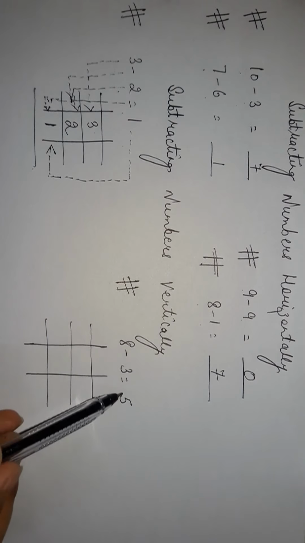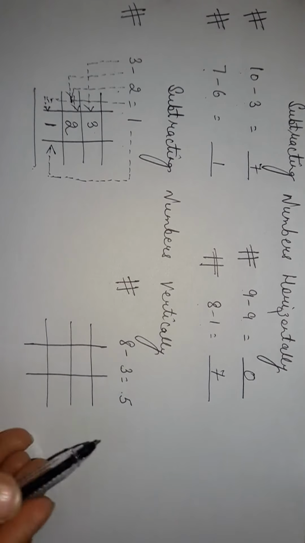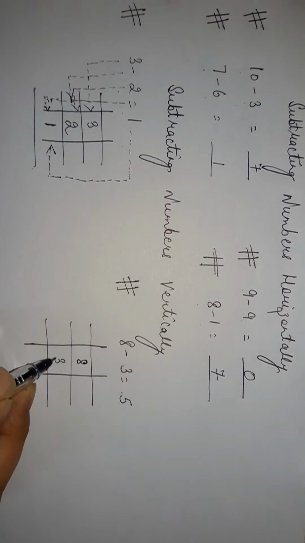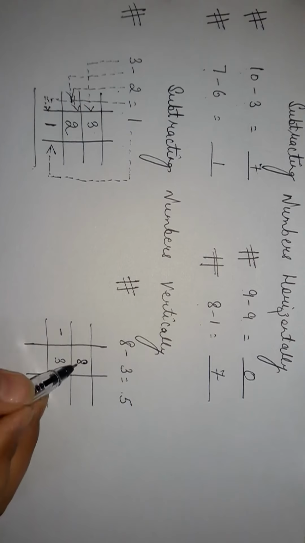Next is 8 minus 3 equals 5. Do it in the same manner. Write here 8. Write here 3. Here minus will come. 8 minus 3 equals 5.